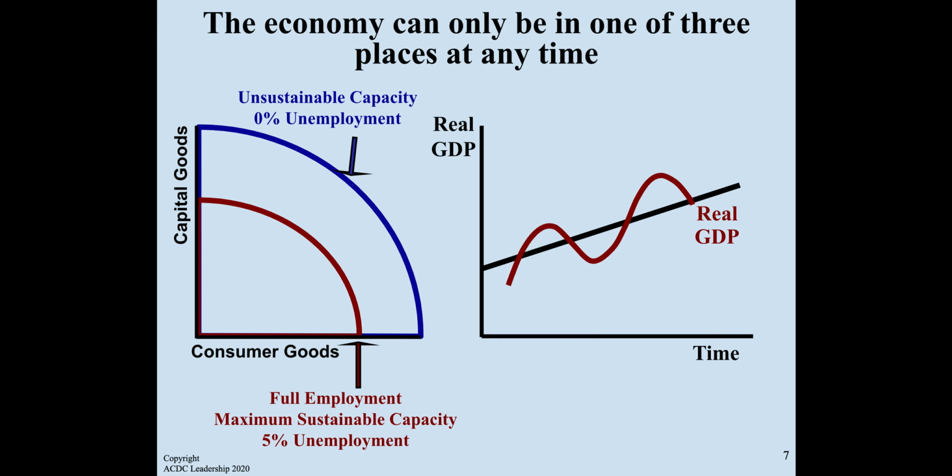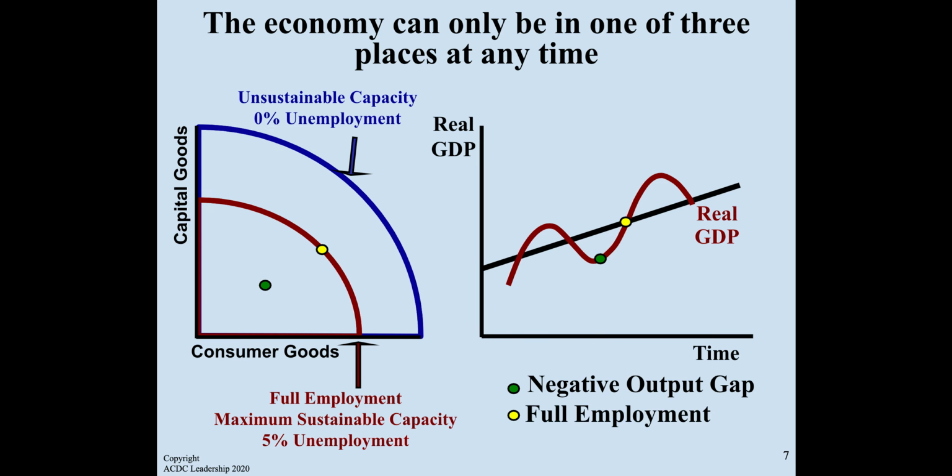For instance, the economy can only be in one of three places at any time. It can either be at a negative output gap. This is signified in the PPC by the green point below the line. This is signified on the bottom of the business cycle. The second point is the yellow full employment, which is on the line in the PPC and on the line on real GDP. And then the red dot, which is a positive output gap, which exists outside the PPC and at the very peak of the business cycle.